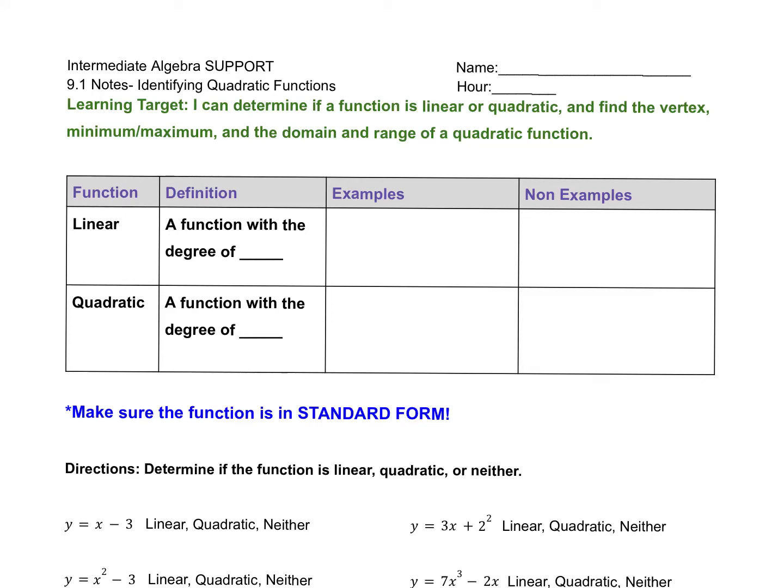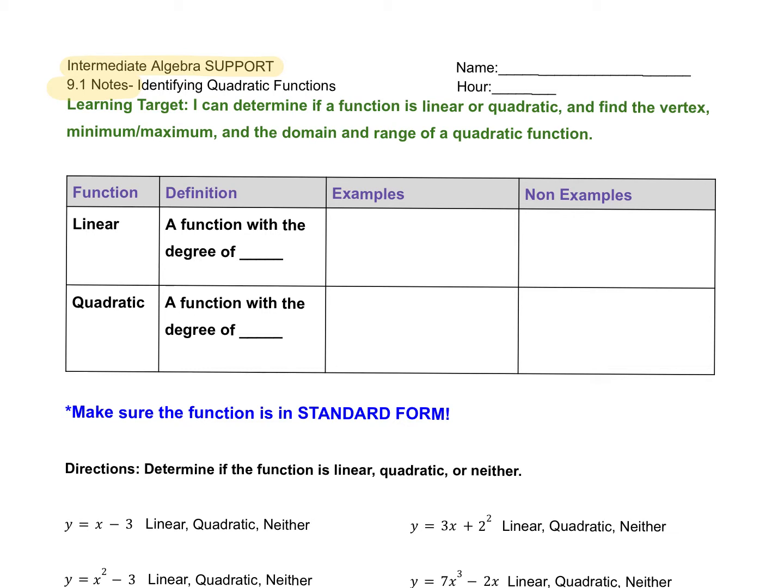Hello everyone, we are going to be working on intermediate algebra support in this video, and we are going to do 9.1. Okay, so remember, this support class does not cover everything that you need in intermediate algebra, but I will teach it to you in a little bit different ways. Hopefully it clicks a little bit better.